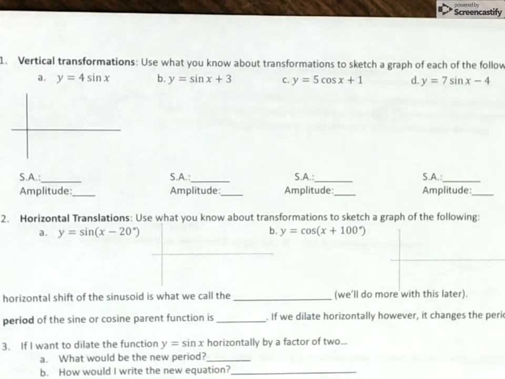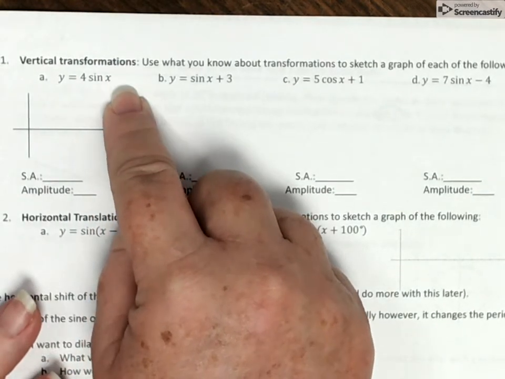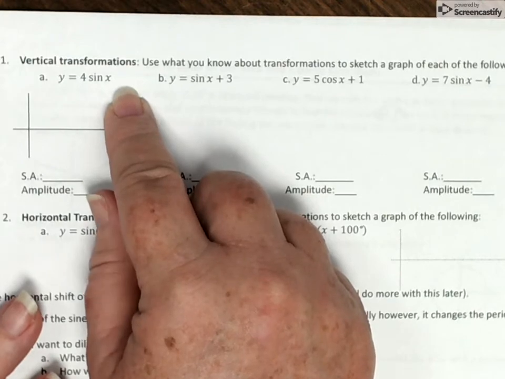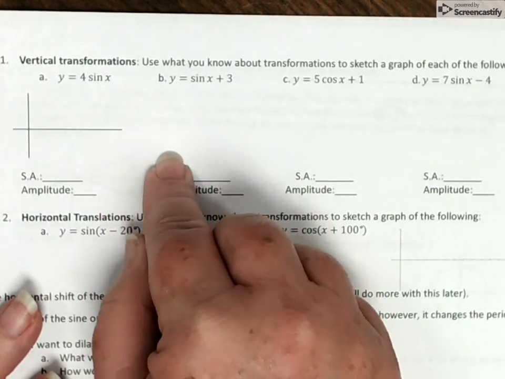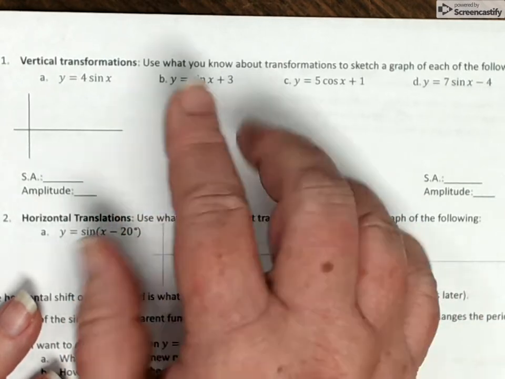Now, once we have the basics down, we're going to start transforming our equations. That means we're going to start moving them around. We're going to make them taller, we're going to move them up and down, we're going to make them wider, we're going to move them left or right. We're going to be doing transformations.